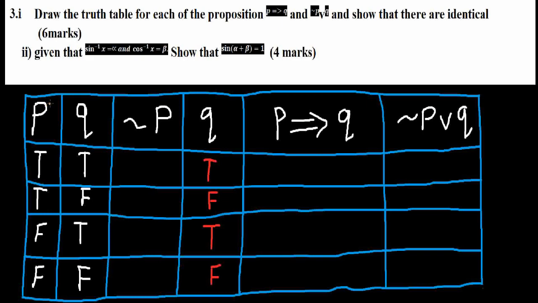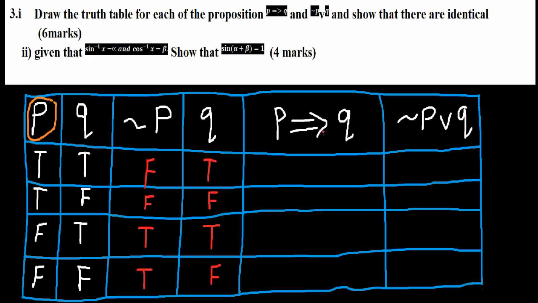If we negate this statement P, we're going to get false here. We're going to get false here. We're going to get true here. We're going to get true there.